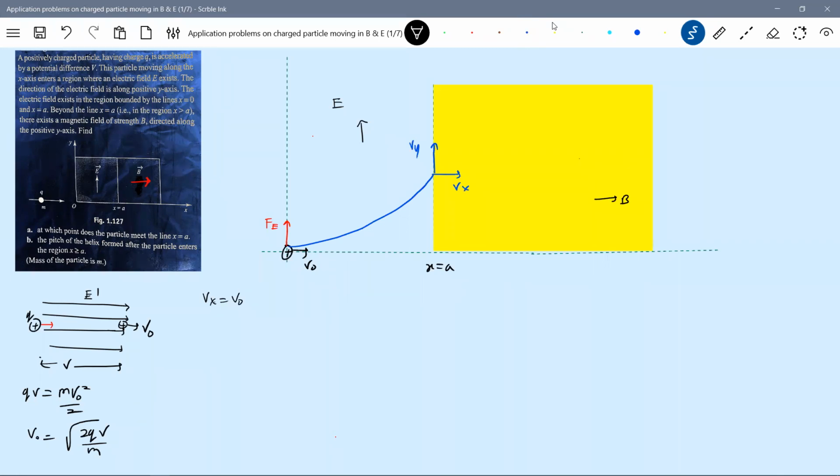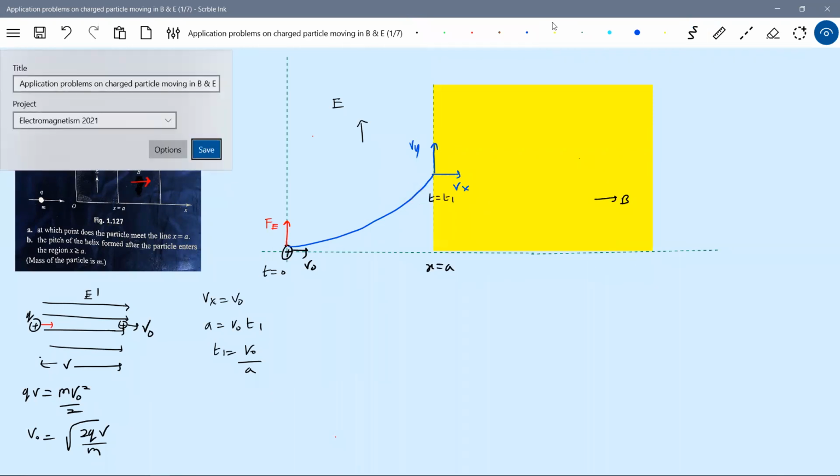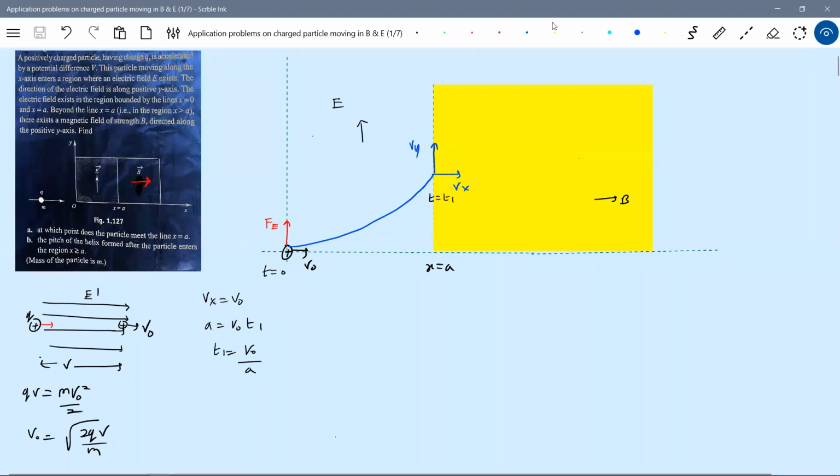Then what is the time taken? T equals 0 here. Let it arrive after some time T1. Then what is the distance it will cover? a, with a speed v naught into T1. So T1 equals a by v naught. This is the time taken by the charge. This will be a parabolic path, projectile motion, everyone knows. Okay, then after this, T1 equals a by v naught.